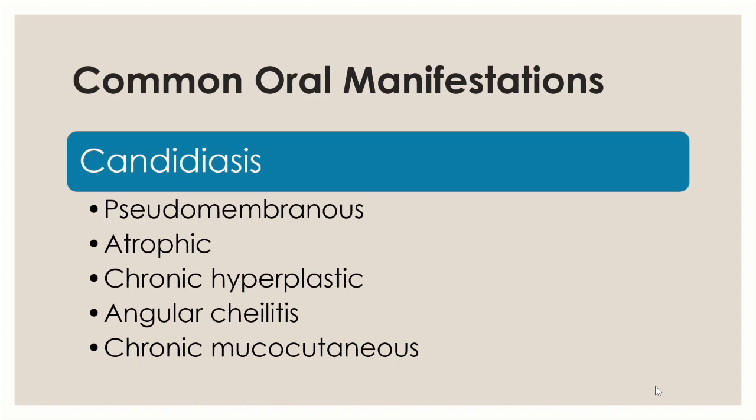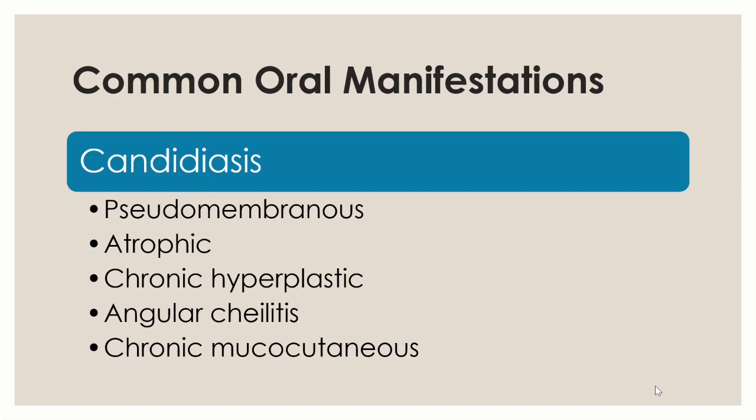So oral candidiasis can be divided into 5 main types: pseudomembranous, atrophic, chronic hyperplastic, angular cheilitis, and also chronic mucocutaneous. So we'll start with pseudomembranous candidiasis, which is characterized by presence of creamy white or yellowish plaques on the oral mucosa. Sometimes it can appear fiery red. So this type of candidiasis is usually found on the buccal and labial mucosa, tongue, hard and soft palates.